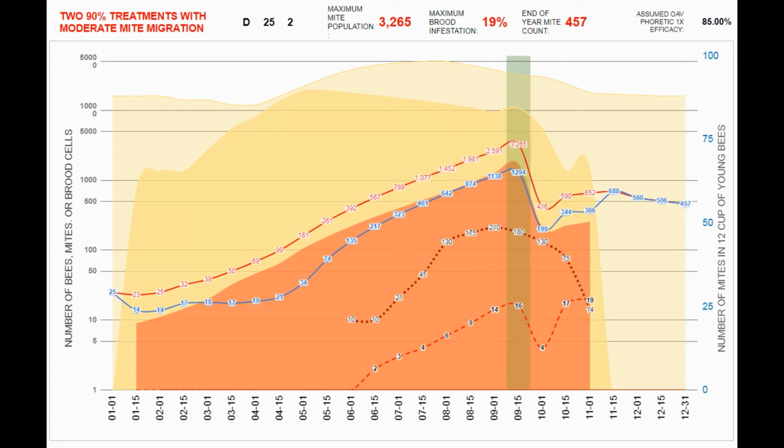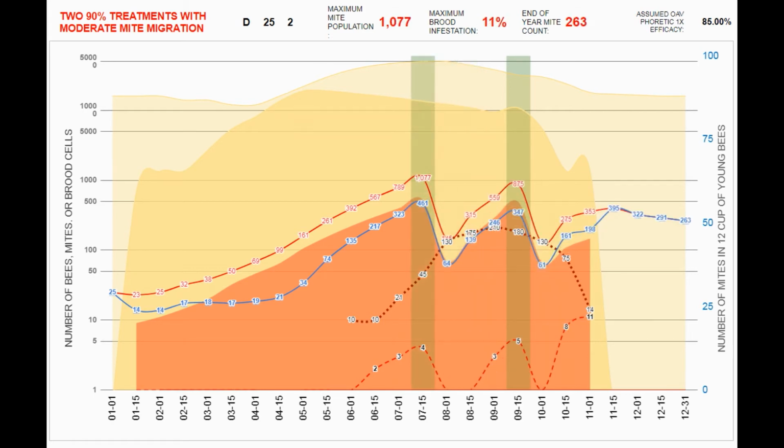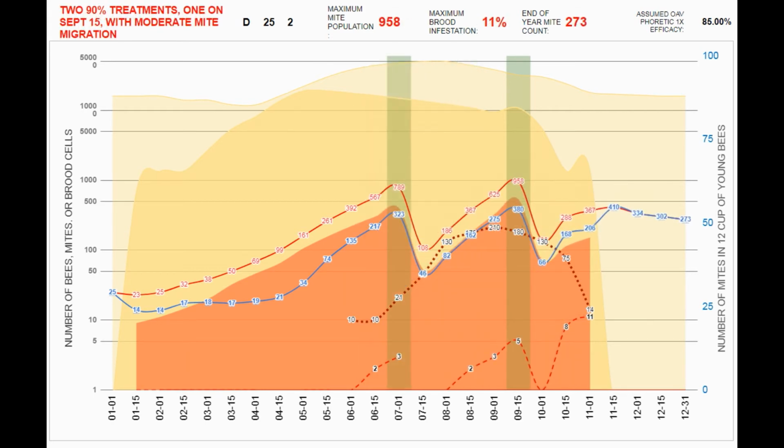Okay. So I think our best shot of that one, if I'm going to scroll back here, was right here at 9%. That's the best one. It's got a 1,981 maximum mite population, end of year mite count of 218, still high. The maximum mite population is lowest here. So if we were thinking that was the most important thing, we would treat earlier, but we would suffer a little bit from a higher infestation rate later. So arguably, maybe it's somewhere in between these two.